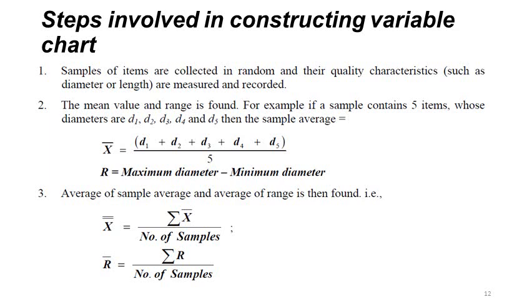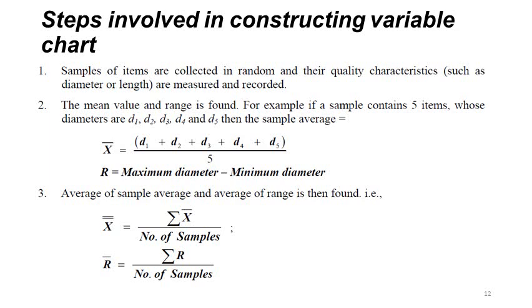Third step, we will find the average of averages and the average of ranges. Here we have collected samples from one lot. If 10 lots are there, then we will find X double bar, the average of the sample averages. X double bar equals sigma X bar divided by the number of samples, the sum of X bar divided by the number of samples. If the number of samples is 10, R bar equals sigma R divided by the number of samples. Like that we will measure X double bar and R bar.